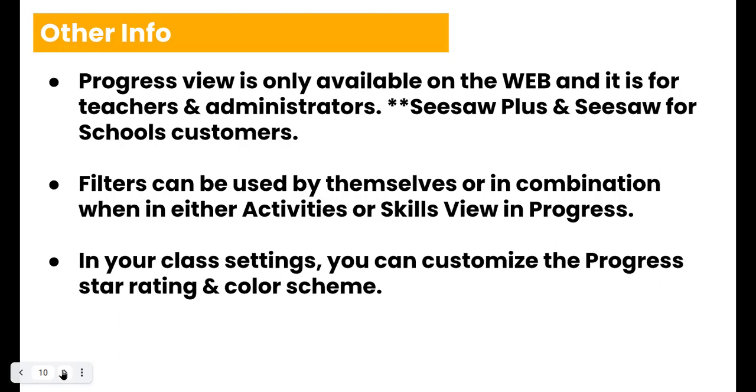Remember, filters can be used by themselves or in combination with either an activities or skills view in that progress. Be able to combo those filters. That's a really powerful way to be able to get really granular on the data that you want to look at. In your class settings, you can customize the progress, star rating, and the color scheme. Let's take a look at that really quickly.